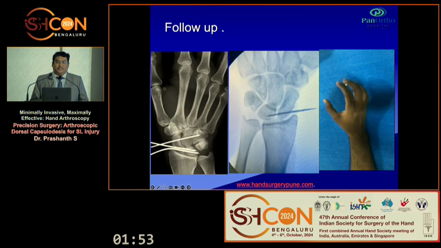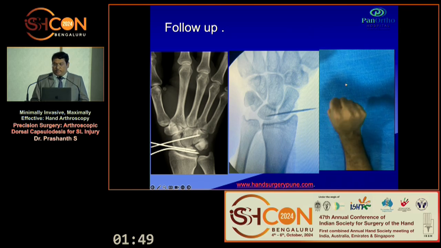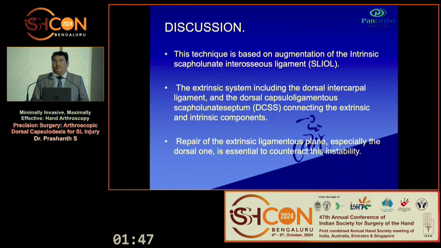You can immobilize with any wires, 1 wire, 2 wire, through the scapholunate or a scaphocapitate, immobilize for around 4 weeks, maybe 6 weeks sometimes, depending upon how much repair it is.